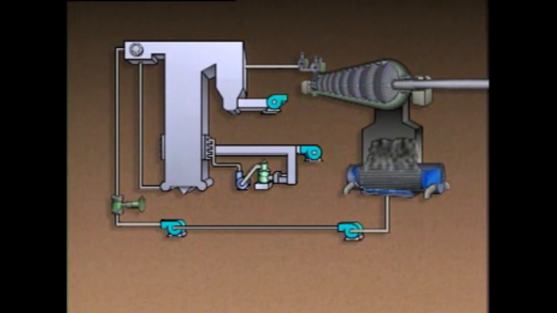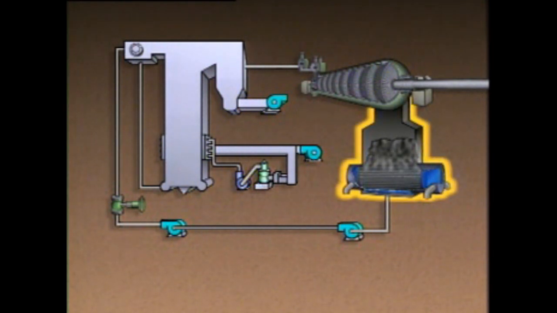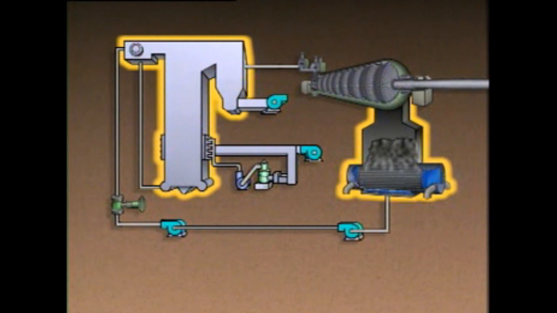Now the condensate has to be moved from the low pressure area in the condenser back to the high pressure area in the boiler.